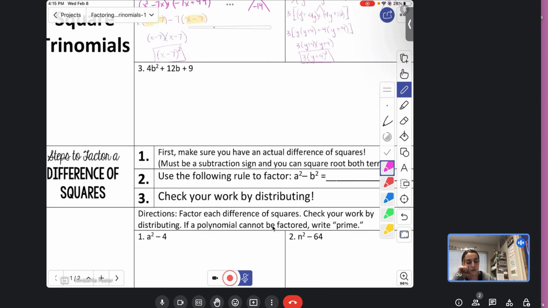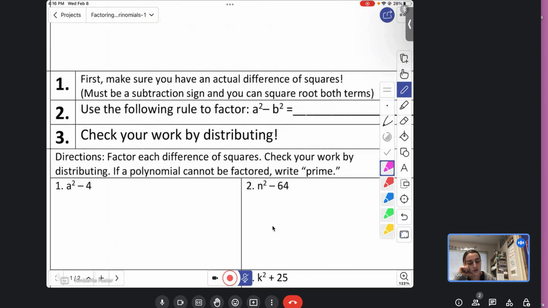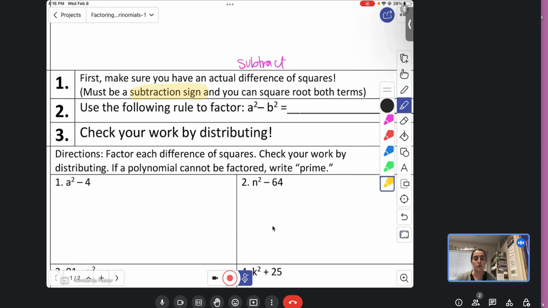All right, now we're going to move on to difference of squares. Number 1, first make sure you actually have a difference of squares. Remember, difference means subtract. So as it says here, it must be a subtraction sign. And you have to be able to square root both terms. We're going to use the following rule to factor.